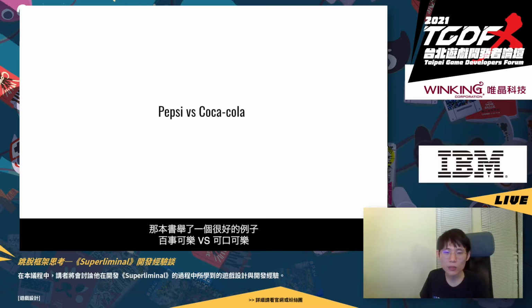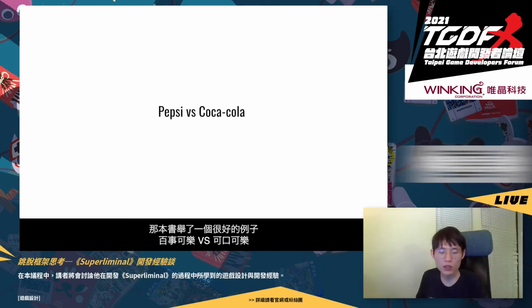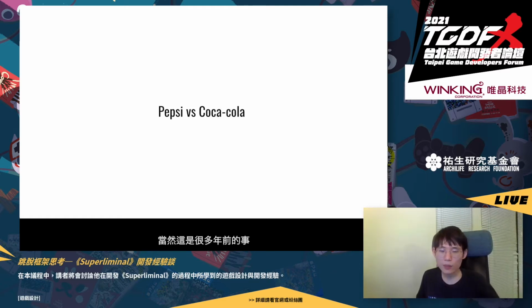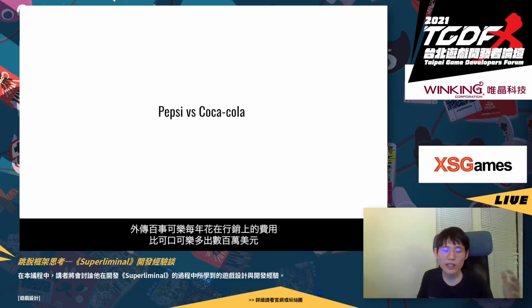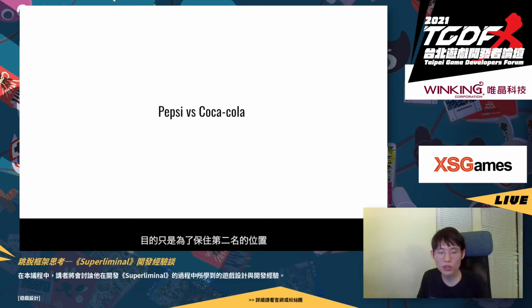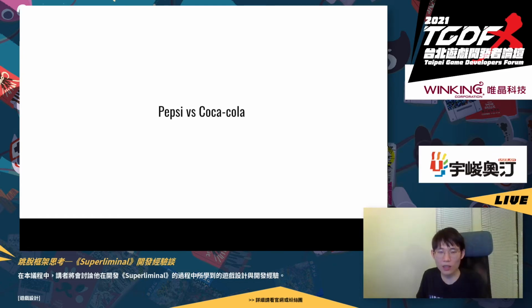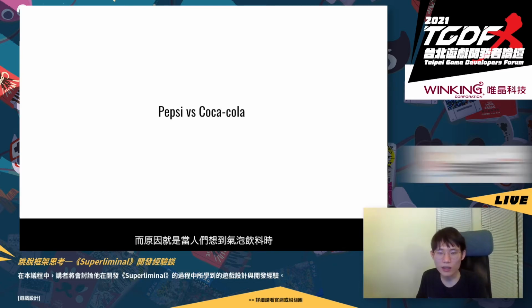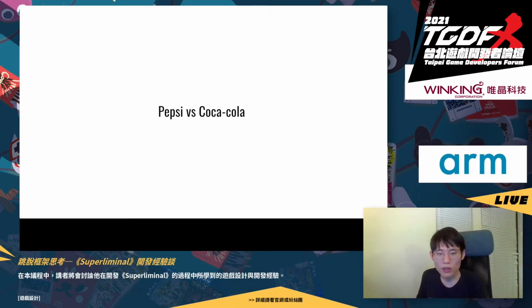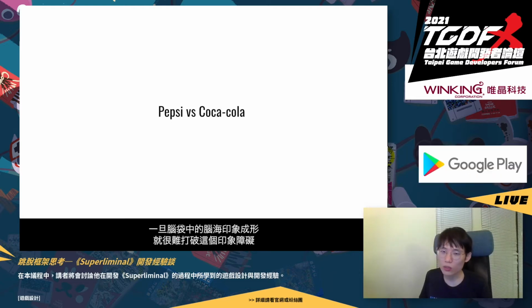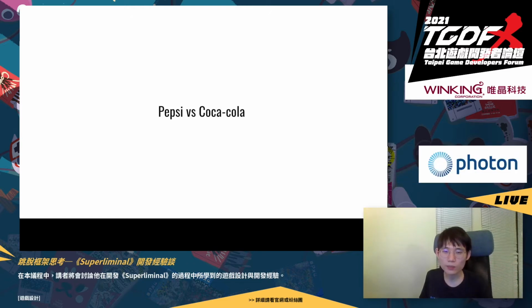A good example that the book uses is Pepsi versus Cola, right? And so this is, years ago, of course. So they're saying that Pepsi spends millions of dollars each year more on marketing than Coca-Cola just to keep the second spot. And the reason is that when people think about soda, they always go for Coca-Cola first, right? Even though Pepsi and Coca-Cola are more or less the same thing. It's really hard to break that barrier once somebody comes first in their mind already.